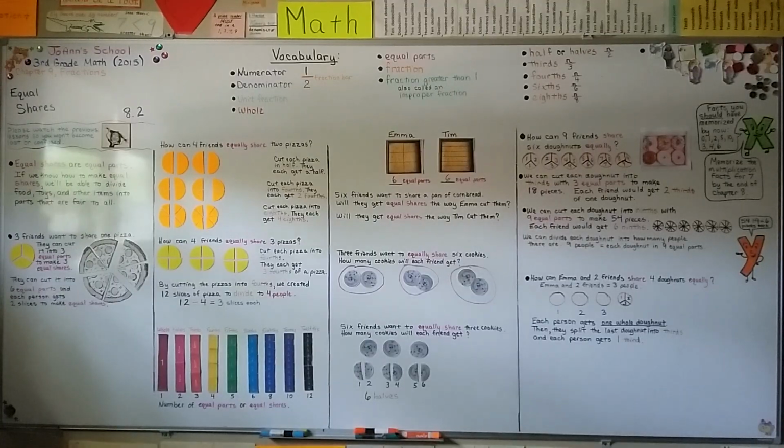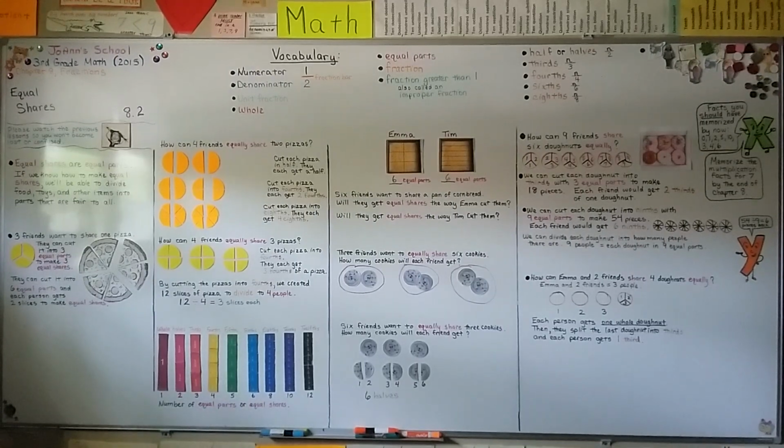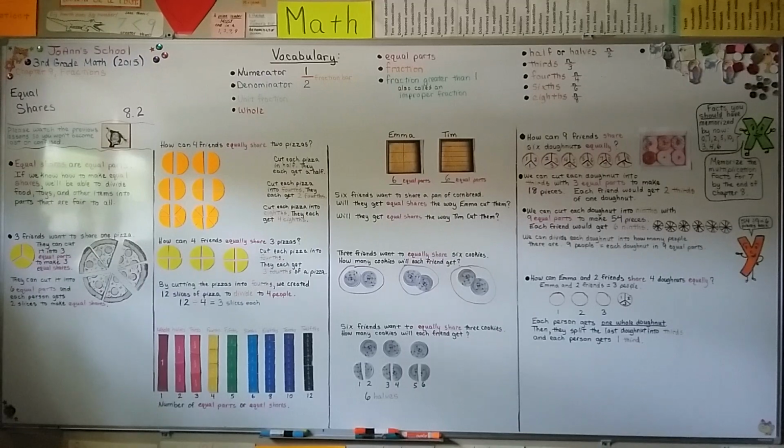So equal shares means everyone gets the same amount. It's a fair share to everyone. And we can split up items like pizzas or cookies or cornbread or cake into equal shares so everybody gets the same amount. We're going to talk about unit fractions next.